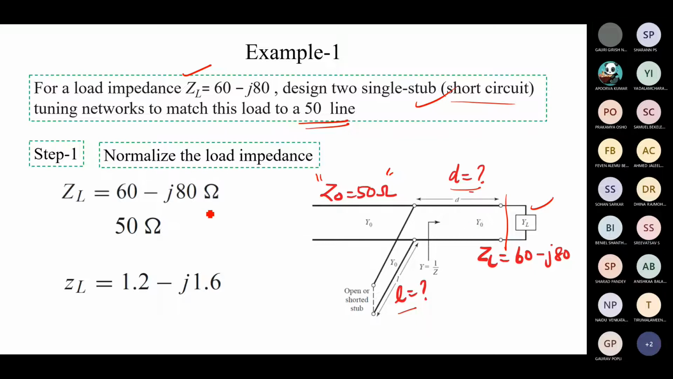What is the first thing we have to do? We take ZL and normalize it with the characteristic impedance, 50 ohm. So this value becomes like this. We can't say this value goes from 0 to 1; there is no limit. The impedance value can range from 0 to infinity, as we already know. So this ZL value should be mapped on the Smith chart.